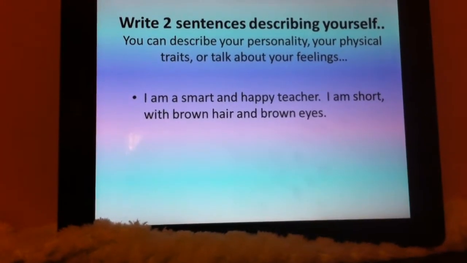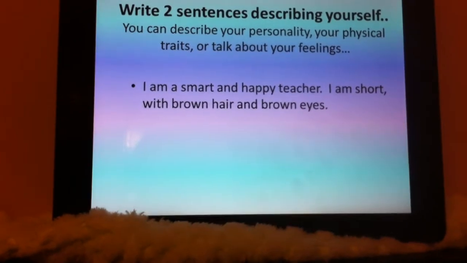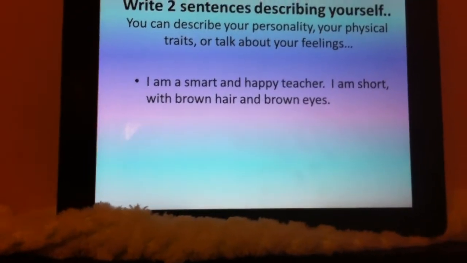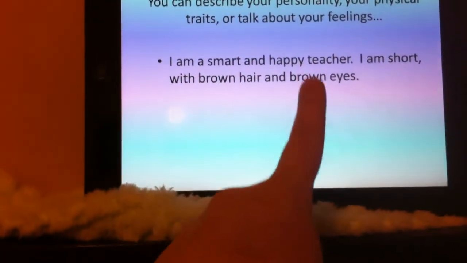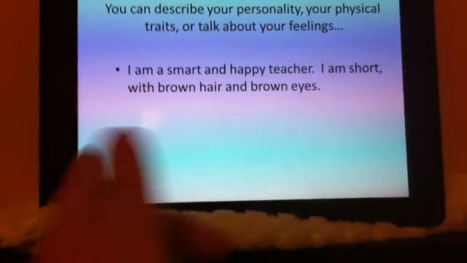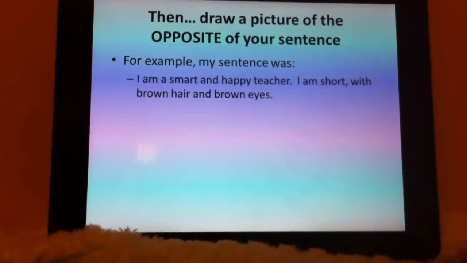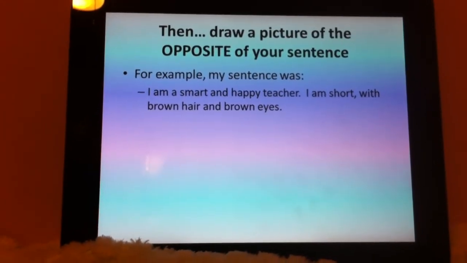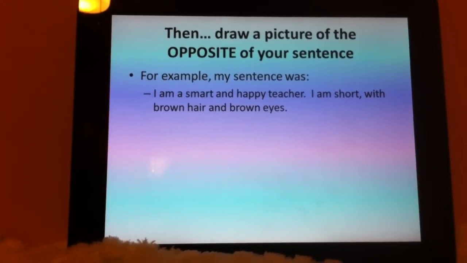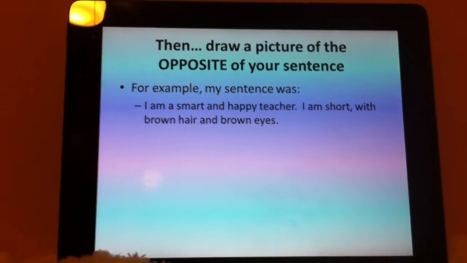And my 2 sentences today, we have I am a smart and happy teacher. I am short with brown hair and brown eyes. So here I talked about my personality a little bit or my feelings here, and then I talked about my physical traits. So after everybody makes their sentences and we talk about their sentences, the next thing I want them to do is to draw a picture of the opposite of your sentence.